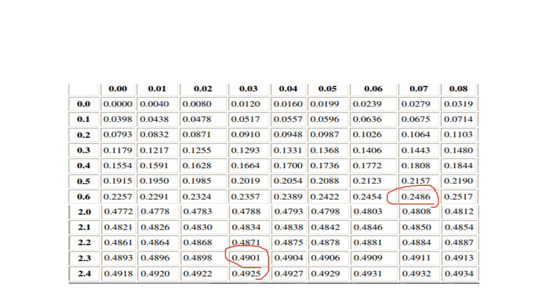I will subtract the value of 0.2486 from the value of 0.4901 to get the area between the values 0.67 and 2.33, which is exactly the same as the area between the values negative 0.67 and negative 2.33. Thank you.